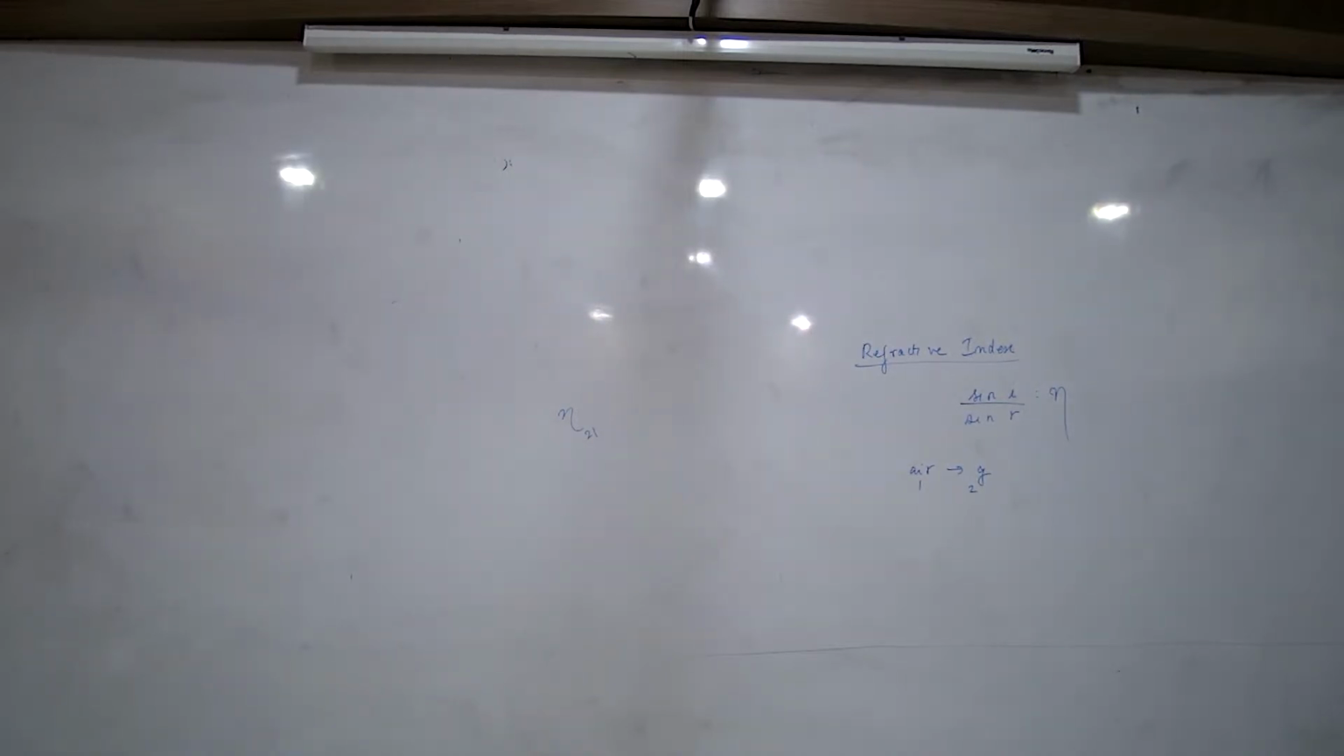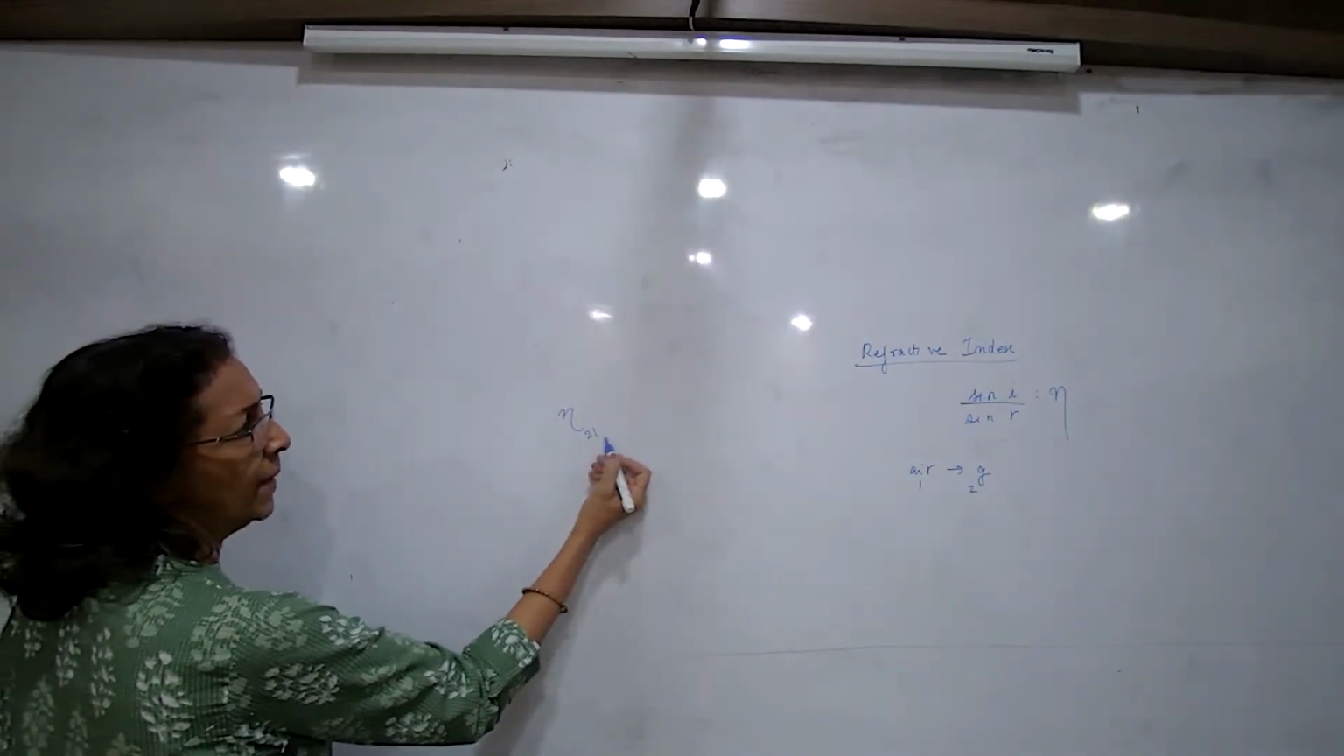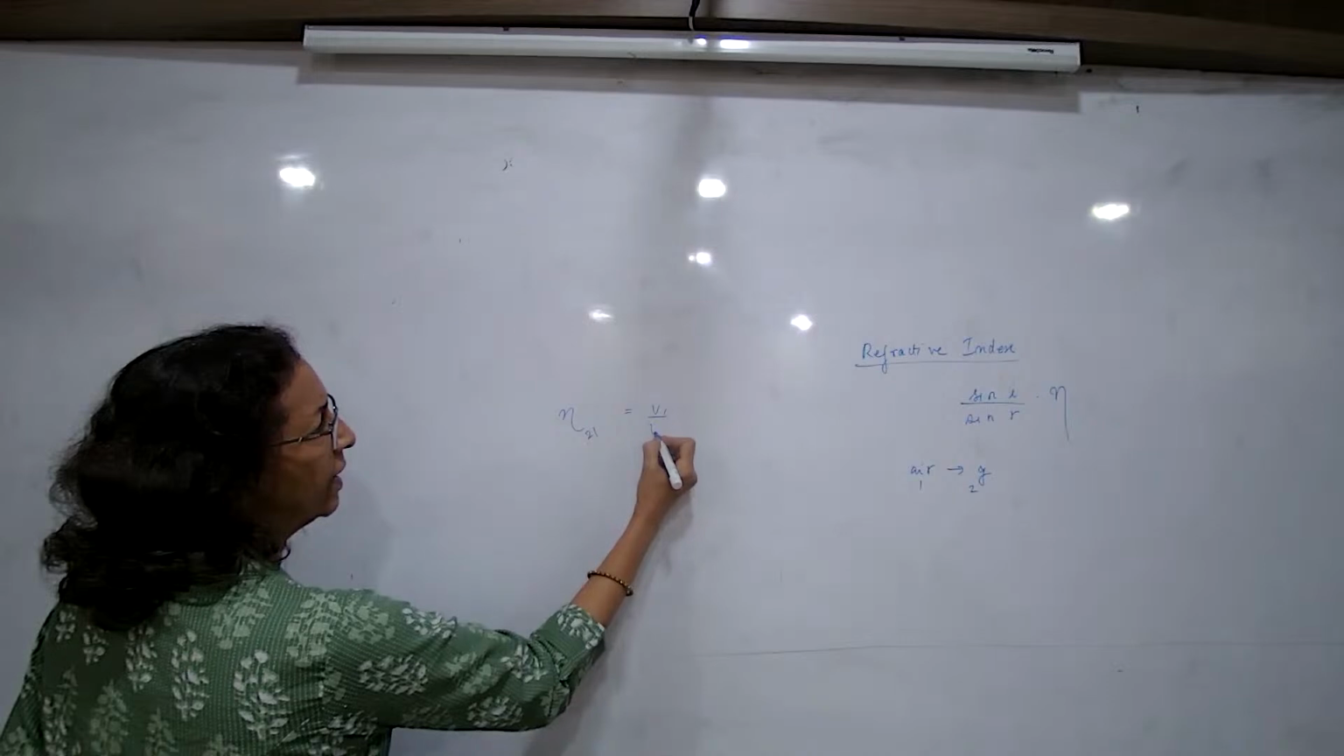So the table, of course, we have seen. Consider a ray of light traveling from medium 1 into medium 2. V1 is the speed of light in the first medium, and V2 is the speed of light in the second medium. The refractive index of medium 2 with respect to medium 1 is given by the ratio. So when we write refractive index 2, 1, it is the refractive index of the second compared to the first, equal to V1 divided by V2.